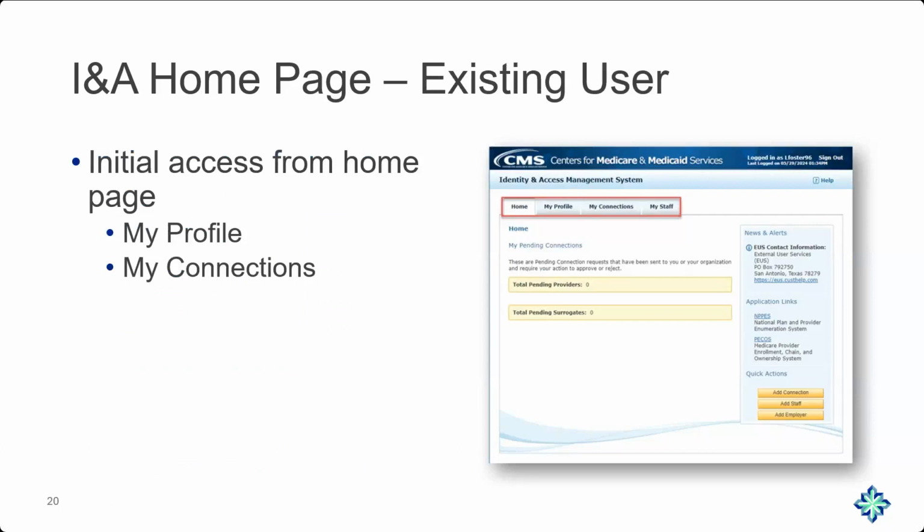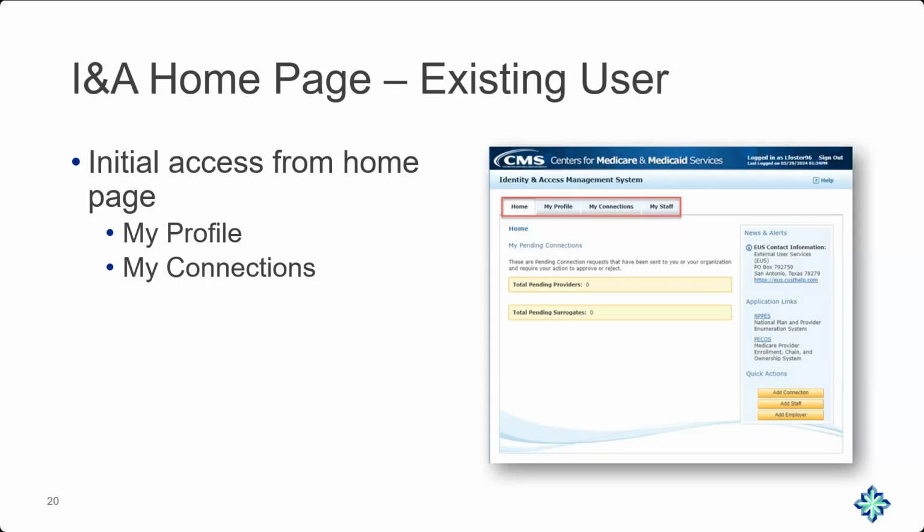Now this is going to be your staff that are able to submit applications on an organization's behalf. So they are staff that you can manage what they have the ability to do. This is not, I repeat, this is not going to be providers that reassign to an organization. We are in the I&A system. We are not in PECOS. We are not looking at enrollment records yet. This is purely user ID and password access.